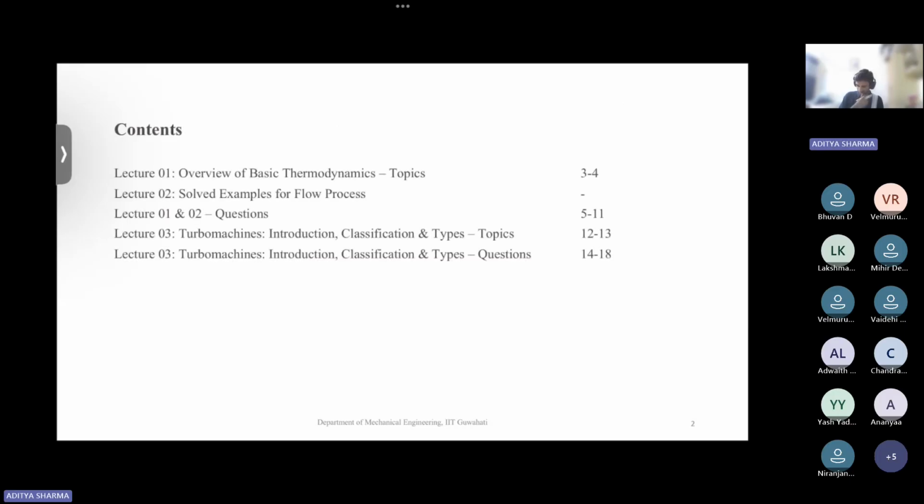So these are the contents of this particular tutorial. First we will see topics of lecture 1, then questions based on lectures 1 and 2. Then we will move on to lecture 3 and its topics, and at last we will see questions based on lecture 3.